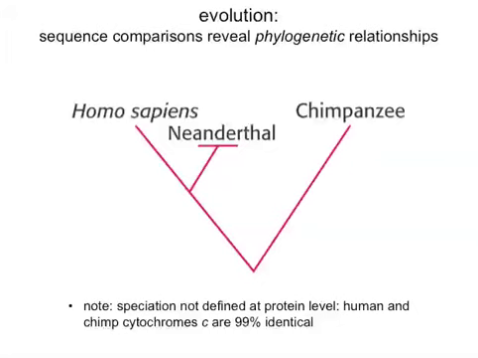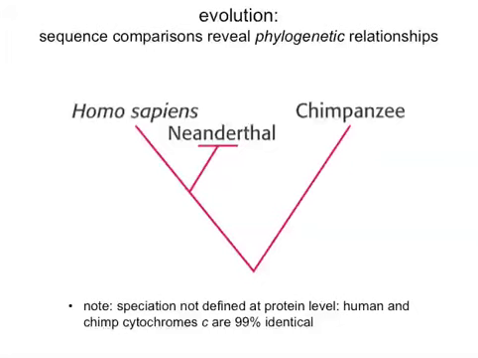Let's look a little closer at what kinds of information we can get out of sequence comparisons and these phylogenetic relationships. So in this little cartoon, we're just looking at the phylogenetic relationships of the great apes as well as the ancestors of human beings. Here we're looking at the sequence comparison of cytochrome C.